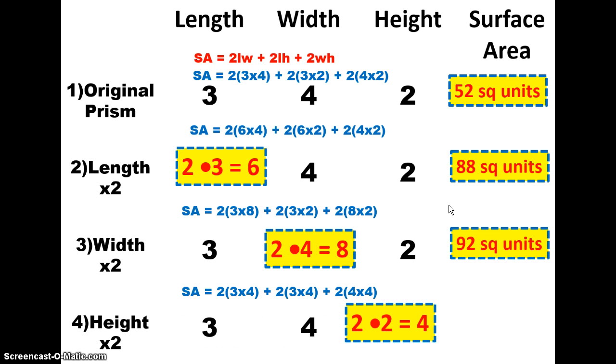So our formula is the same. Our substitutions look a little different because where the height was 2, now it's 4. Notice I changed the length and the width back to their original amounts. Please hit pause and find the new surface area. You should have gotten a new surface area of 80 square units. Notice that it's larger than the original, but smaller than the other two changes.